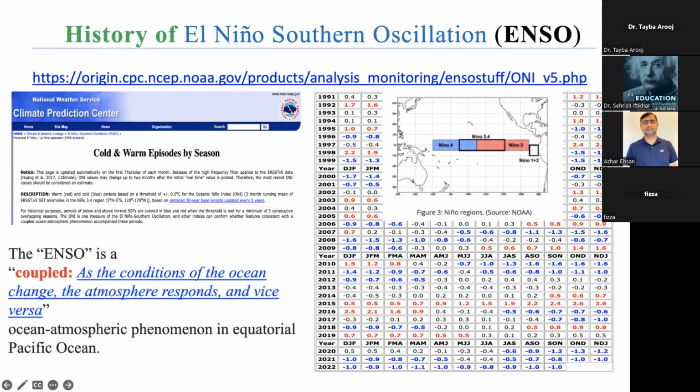At this point, I would like to define ENSO. ENSO is a coupled phenomenon, and coupled means it's an ocean-atmosphere phenomenon. So what happens is, when there is some change in the ocean, the atmosphere responds, or if there are changes in the atmosphere, then the ocean gives a response. So it's a coupled phenomenon in the ocean and atmosphere. This is the typical definition of ENSO.